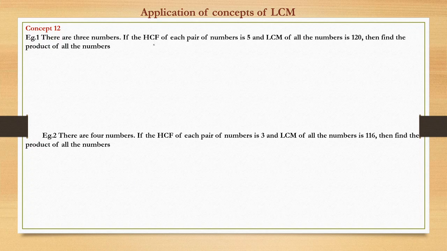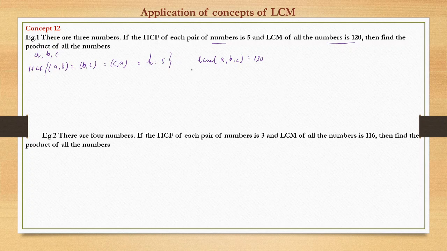There are three numbers. If the HCF of each pair of the numbers is 5, and the LCM of all the numbers is 120. So three numbers A, B, C. Okay. So it is given that HCF of AB is equal to BC is equal to CA, that is say H, that is 5. And LCM of A, B, C, the three numbers, is given as 120.